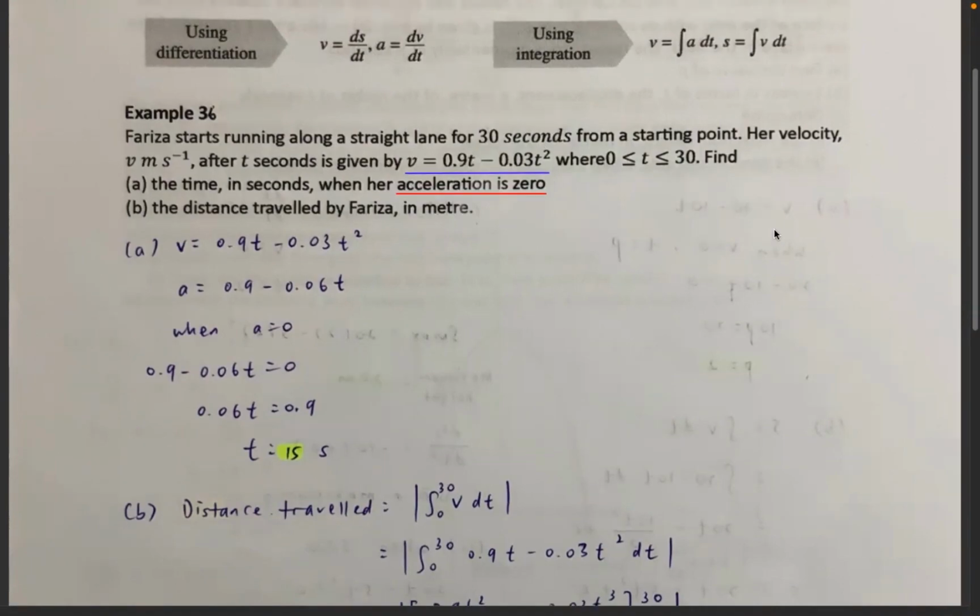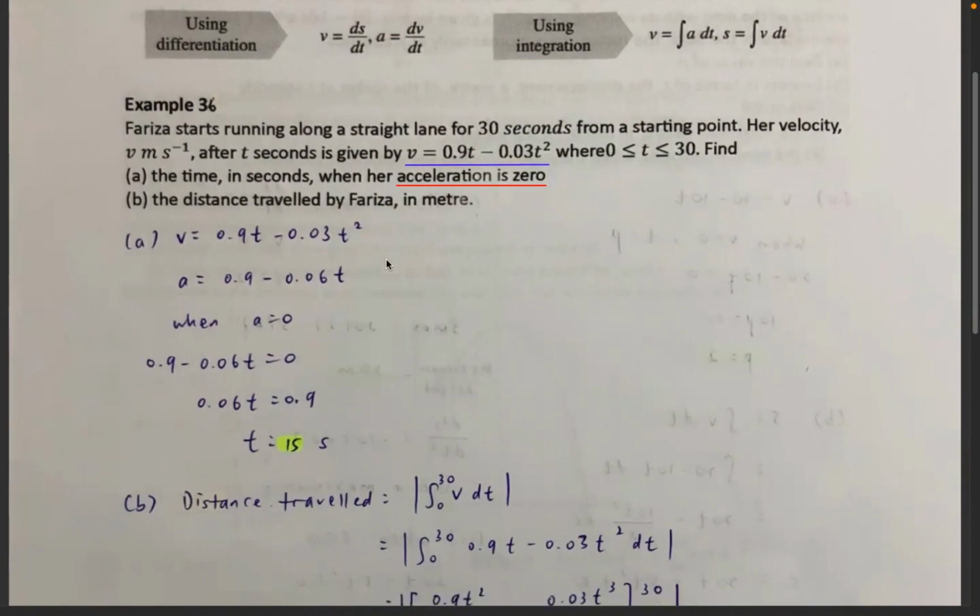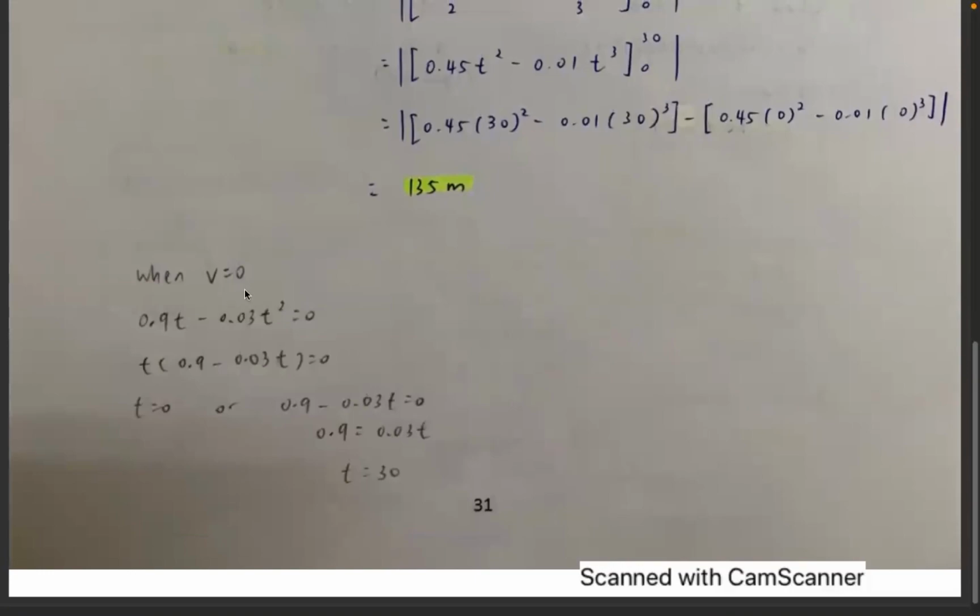B, find the distance traveled by Fariza in meters. If you would like to confirm whether Fariza changes direction halfway within 30 seconds, you can let v equal 0. So 0.9t minus 0.03t squared equals 0. I factorize out t, then we have t equals 0 and t equals 30. So now we are very sure that Fariza didn't change direction before t equals 30.